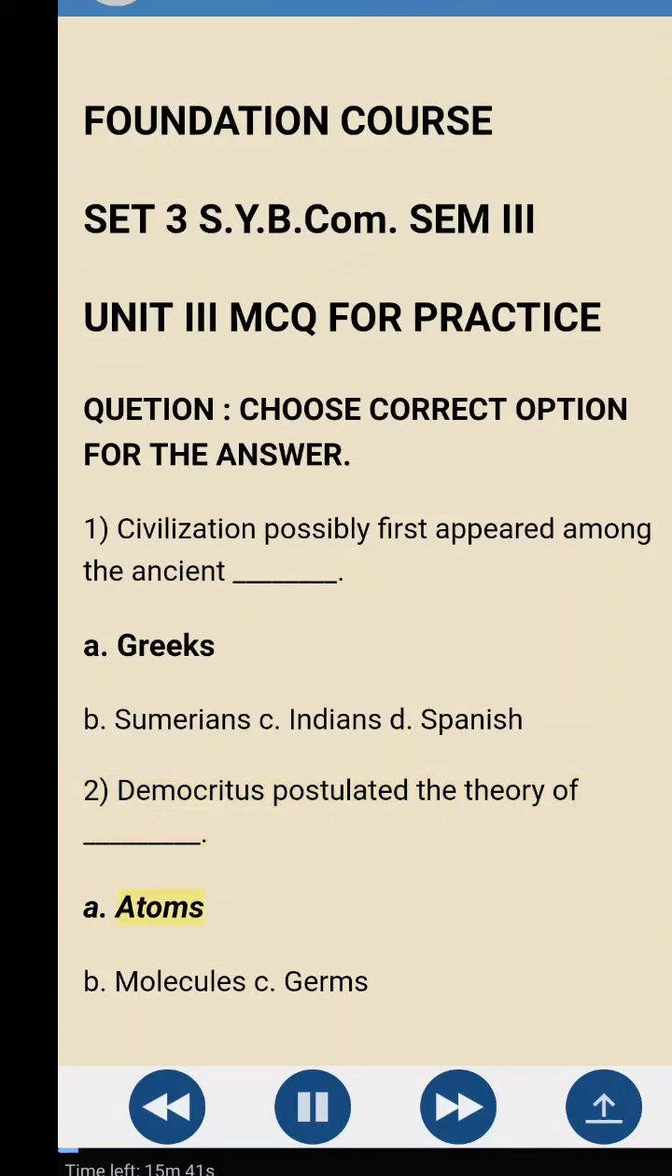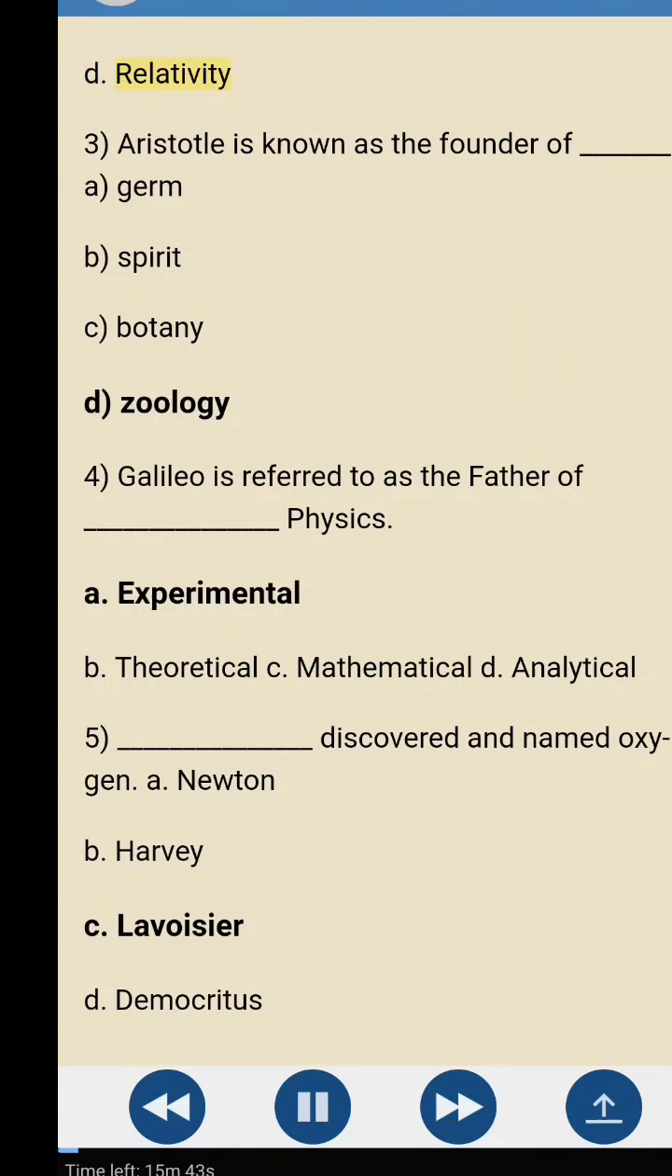A. Atoms. B. Molecules. C. Germs. D. Relativity. 3. Aristotle is known as the founder of blank. A. Germ. B. Spirit. C. Botany. D. Zoology. 4. Galileo is referred to as the father of blank physics. A. Experimental. B. Theoretical.